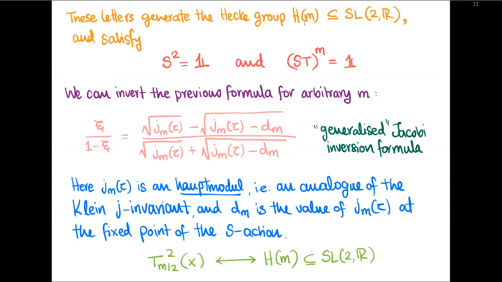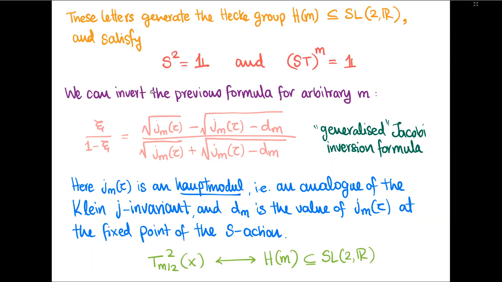Okay, so Hecke groups are subgroups of SL2R. They are generated by all words made out of the letters S and T, where S squared is one and (S times T) to the power m is one. So for m equals 3, for example, this is the usual SL2Z, right? But for higher m's, these are what are called Hecke groups. My collaborators and I have been studying Hecke groups just as a sort of mathematical curiosity for some time now.